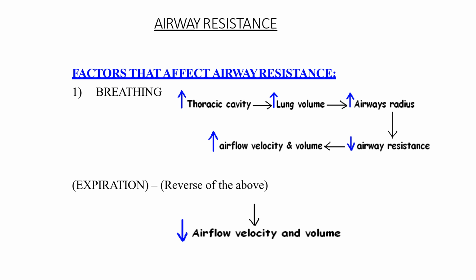Breathing. Increasing thoracic cavity size leads to increasing lung volume. The airway radius increases, which causes decreased airway resistance, leading to increased airflow velocity and volume of the lungs. And the reverse of the above occurs during expiration. Decreased airflow velocity and volume.